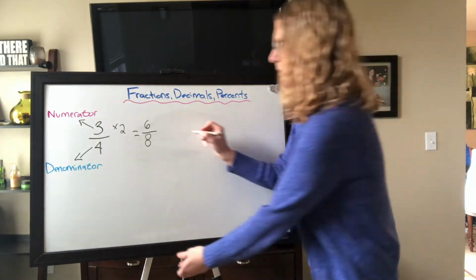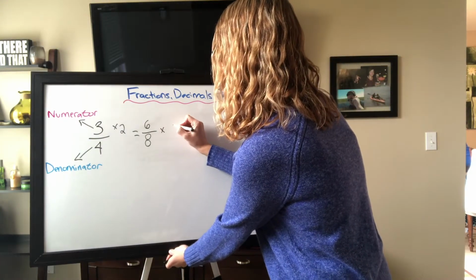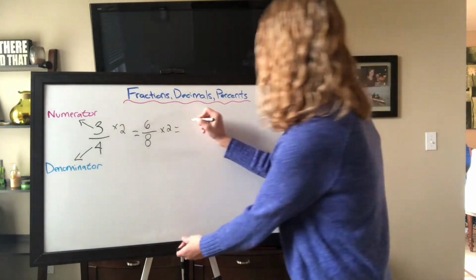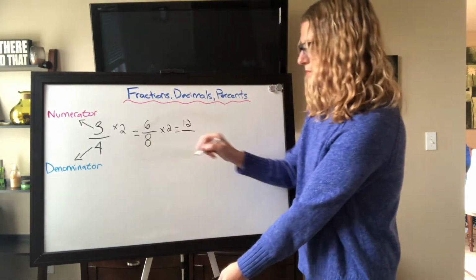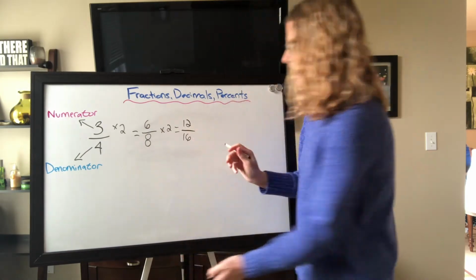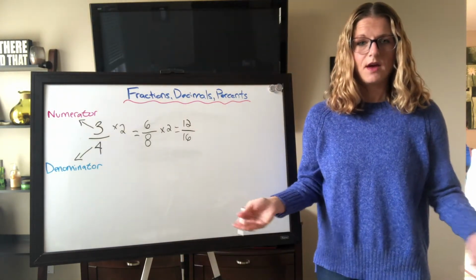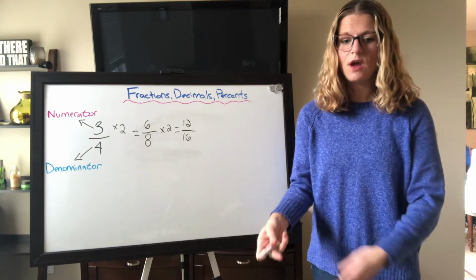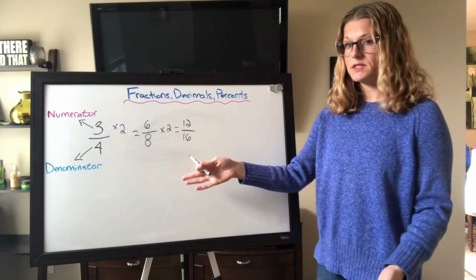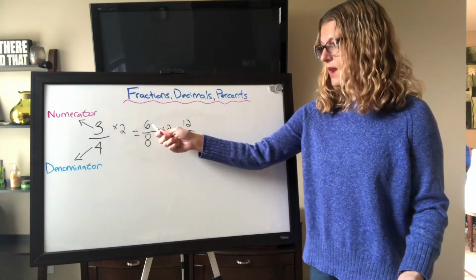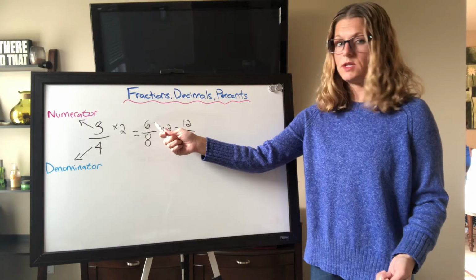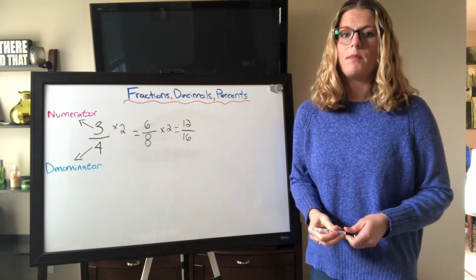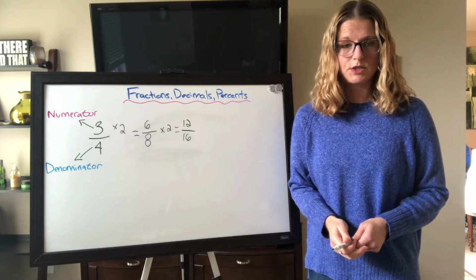We could keep going. We could do it again. We could multiply this by 2 again. So 6 times 2 is 12. 8 times 2 is 16. This is how we do equivalent fractions. So when you are asked to make an equivalent fraction, all you have to do is multiply it by a number, but whatever number you choose, you must do to the top what you do to the bottom. You can do 5, you can do 3, you can do any number you want, but whatever you do to the numerator, you must do to the denominator.